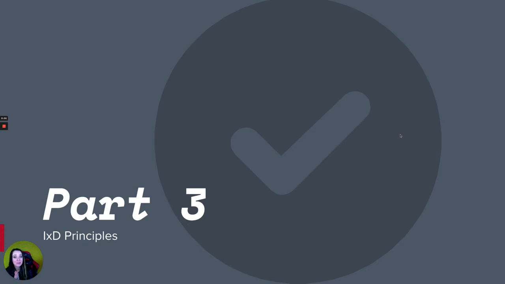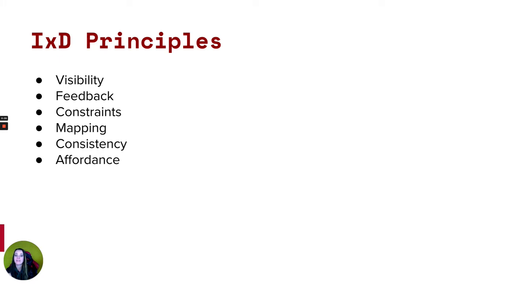Okay, last video for the week. Your reading talks about interaction design principles: visibility, feedback, constraints, mapping, consistency, and affordance. I don't want to go into super detail on what each of these are. You can read about them in the reading. What I want to do instead is give you an example of each one.